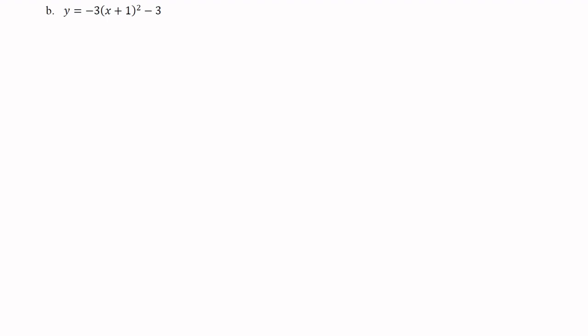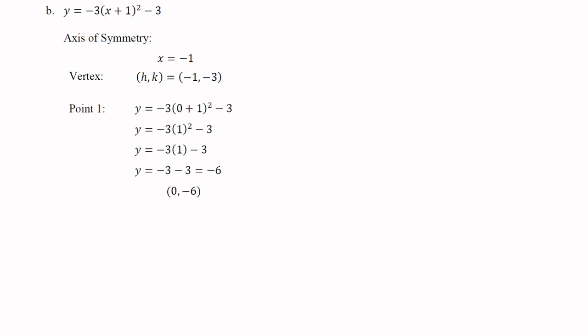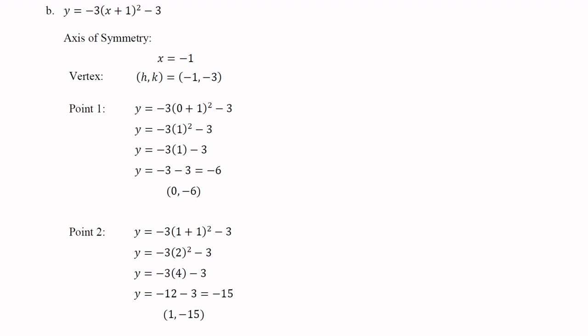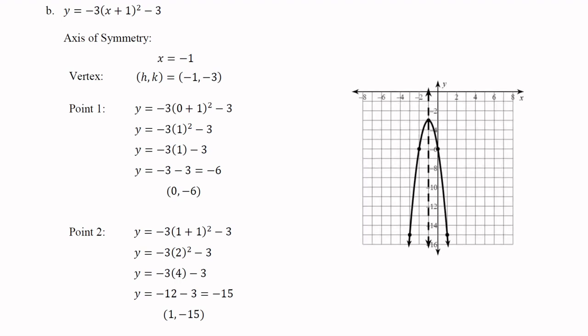For this function, our axis of symmetry is at x equals negative 1. That is our h value. (h, k) gives us our vertex, negative 1, negative 3. Since our vertex x value is negative 1, let's go to the right and go with 0 to get negative 6. So 0, negative 6 is a point. Let's move on to x equals 1 and put 1 in, and we get 1, negative 15. And then we can graph the points, graph our axis of symmetry, reflect the points, and connect with our smooth curve.